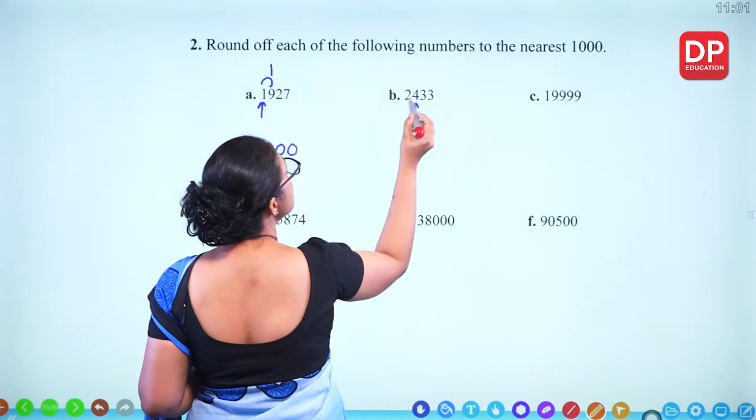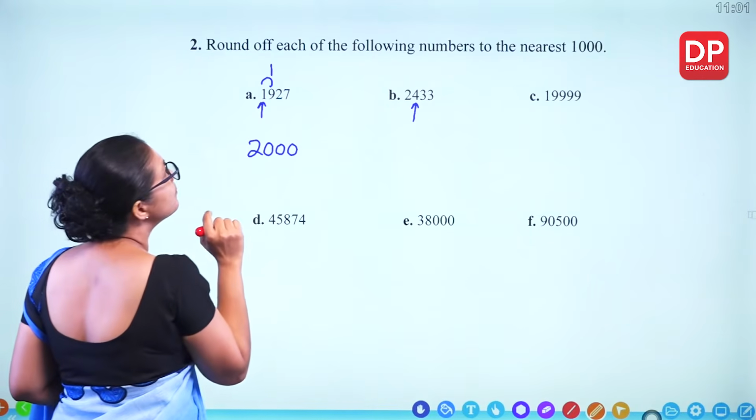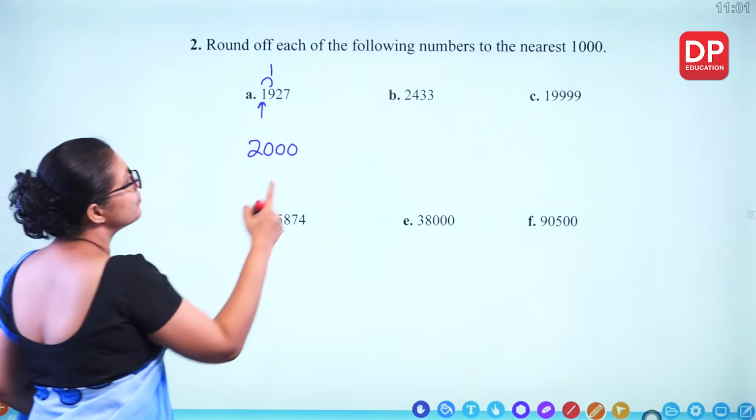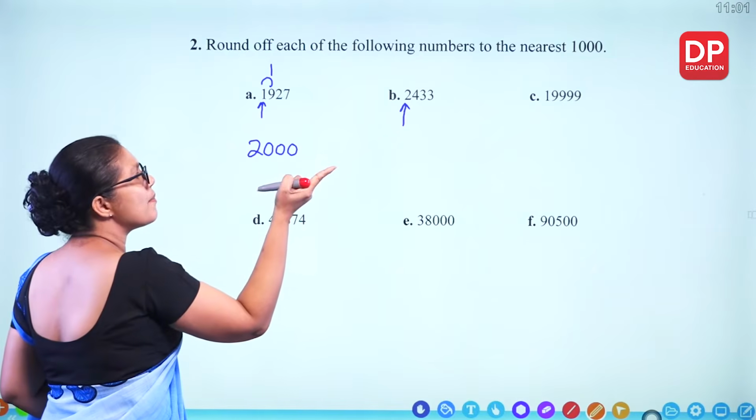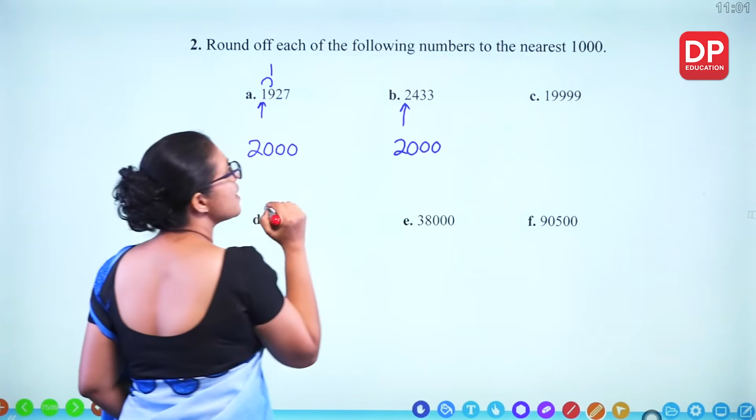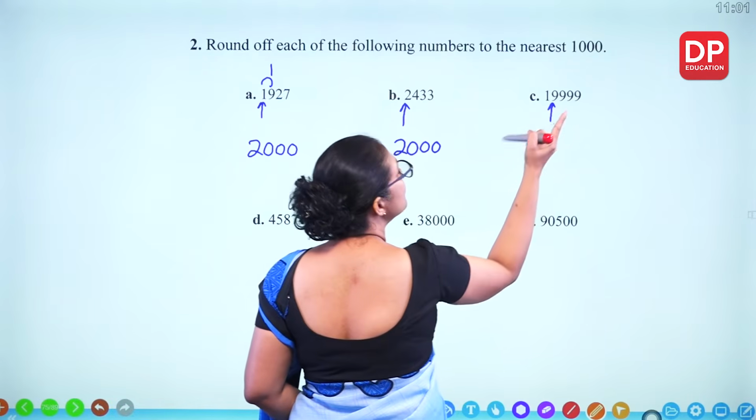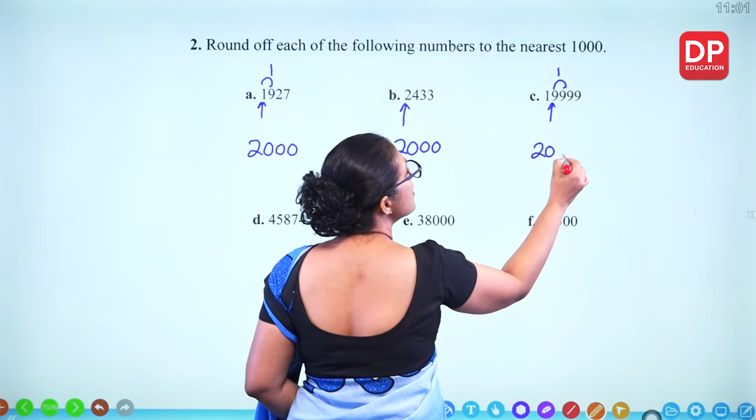Hundreds place is this. So next number to the nearest 1000. Take the next one. Nearest 1000 is this place. Next number is less than 5. We are not adding. So 2000 is the answer. 1000 place is here. You need to add 1. When you add 1, this becomes 20,000.